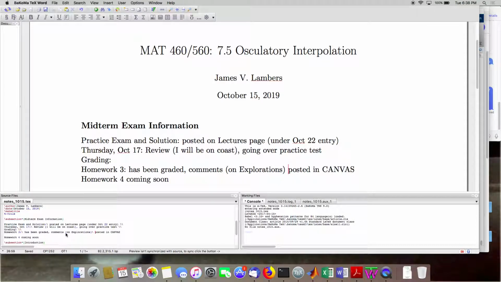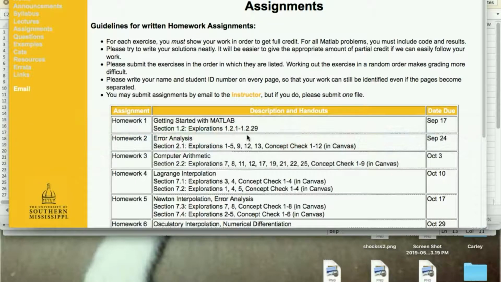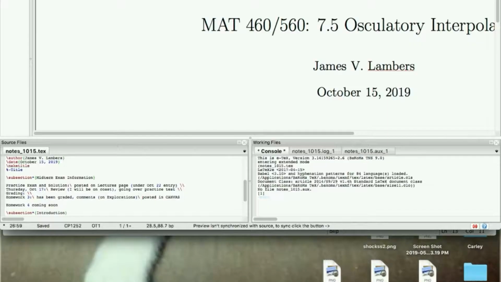Hold on a second. I'm about to look at something that not everybody should see because it concerns students' grades, so I'm going to temporarily disconnect. Okay. Now, back to the notes.